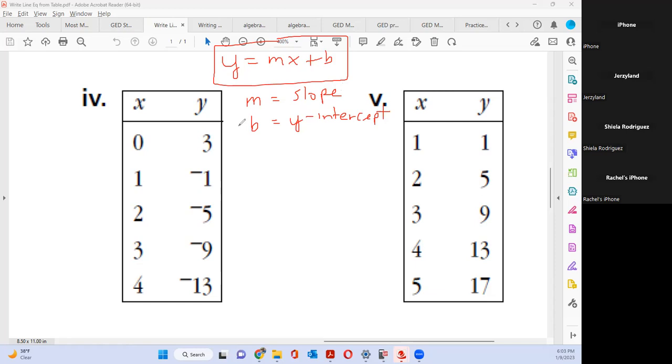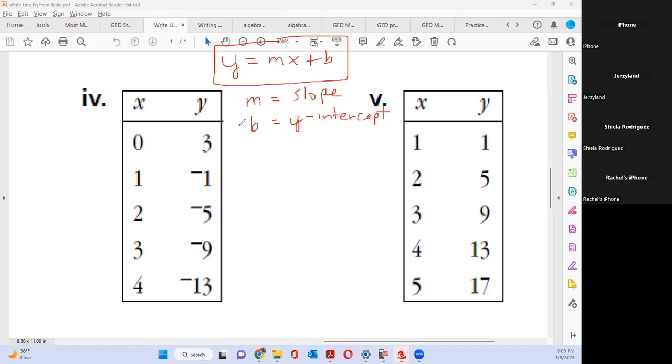So we need 2 points. Who said we need to use 2 points? Taria. So we need 2 points. So let's look at number 4. What 2 points do you want to use? Can we use any 2 points? Doesn't matter what 2 points we use? Yeah, 0, 3 or 2, minus 5. These are 2 points.